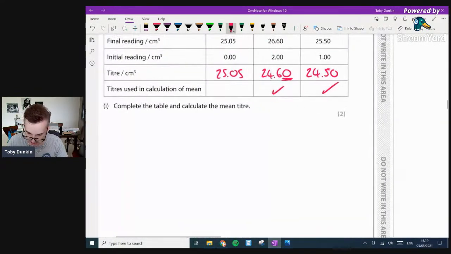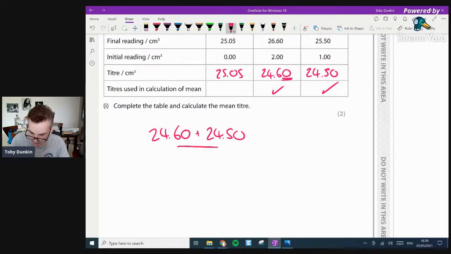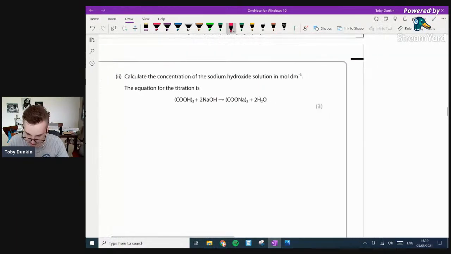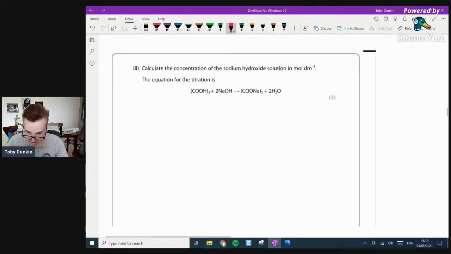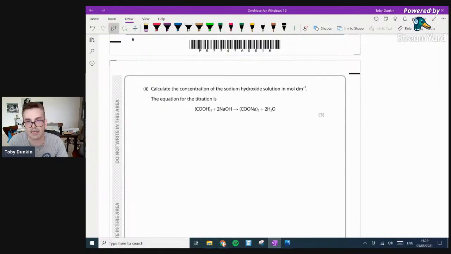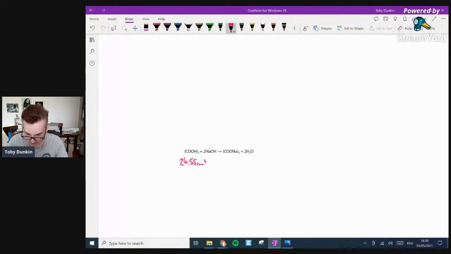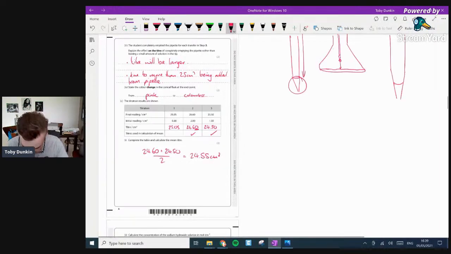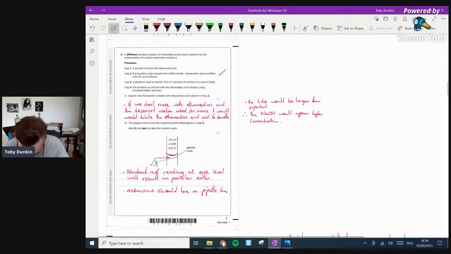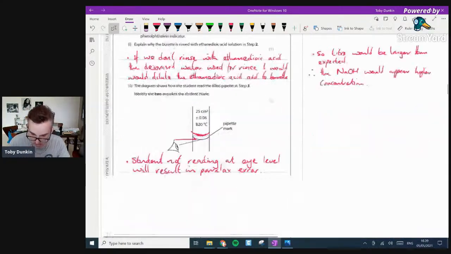Complete the table and calculate the mean titer. So 24.60 plus 24.50, all divided by 2, gives me 24.55 centimeters cubed. Move it on. Calculate the concentration of the sodium hydroxide solution. Okay, so the ethane dioic acid we used was 24.55 centimeters cubed. Its concentration, did it tell us? Oh, my laptop's having a breather. It was 0.09 moles per dm cubed.